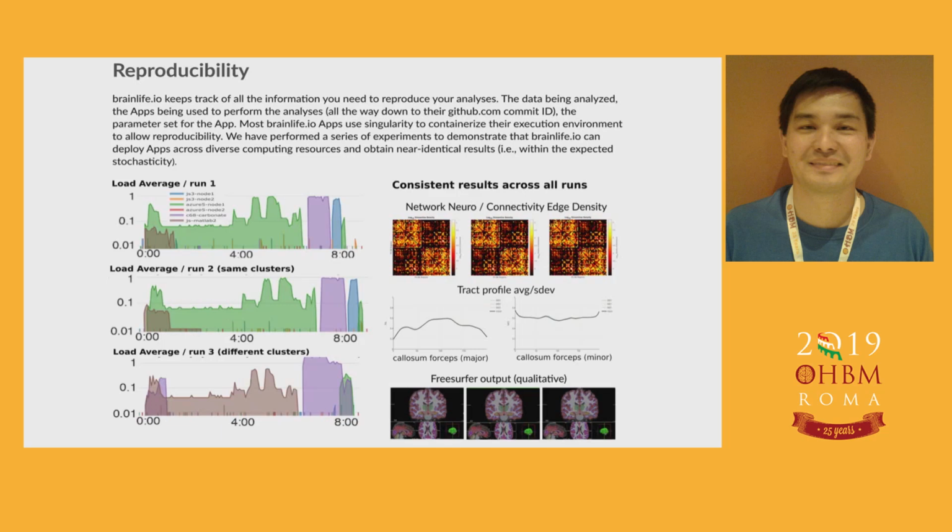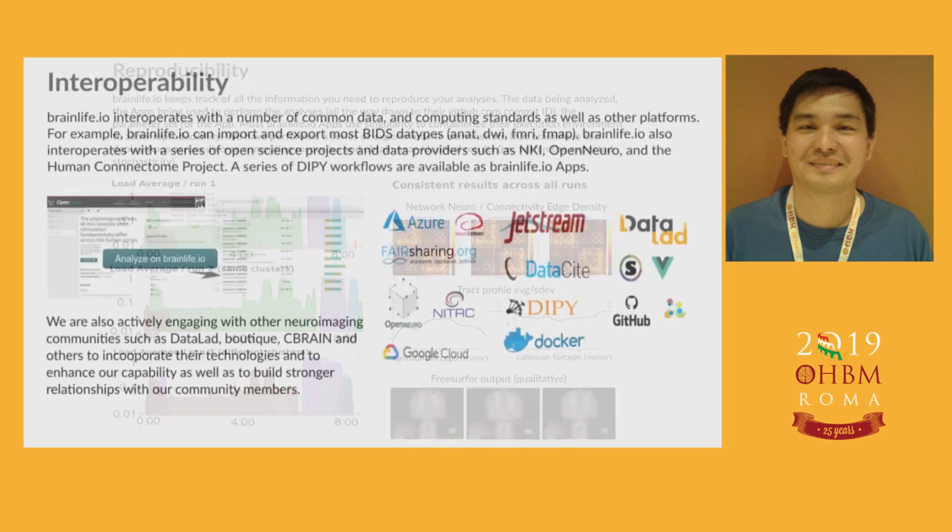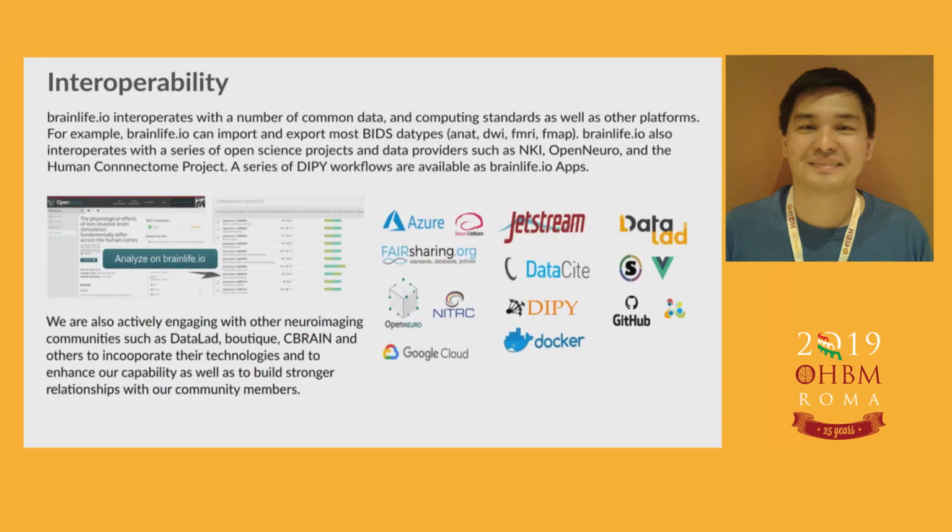So for the third one, run 3, we ran the exact same workflow, but we killed one of the FreeSurfer runs in the middle, and it got resubmitted on a different cluster. Then we compared all three outputs. As you can see, we have pretty consistent results. The first one is network connectivity, and the second one looks like just one tiny line, but it's actually all three lines overlapping each other, so there's absolutely no difference. The same thing was true for FreeSurfer. So we were able to say, quantitatively and qualitatively, that we were able to reproduce the results.